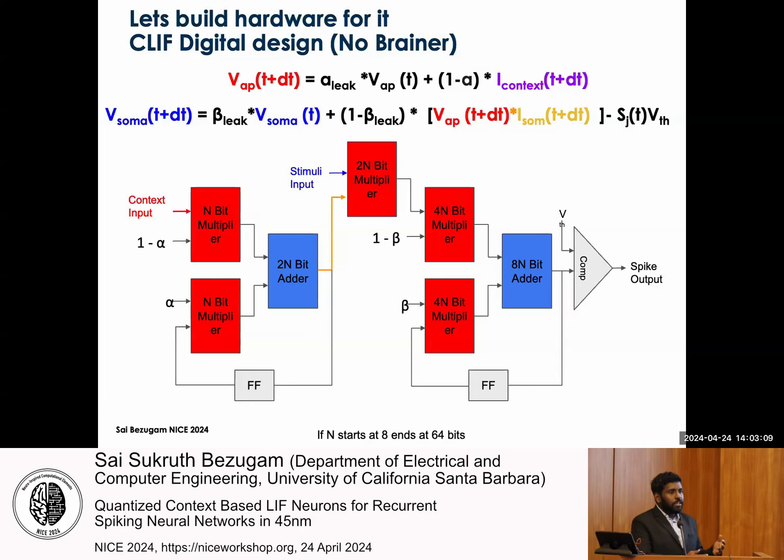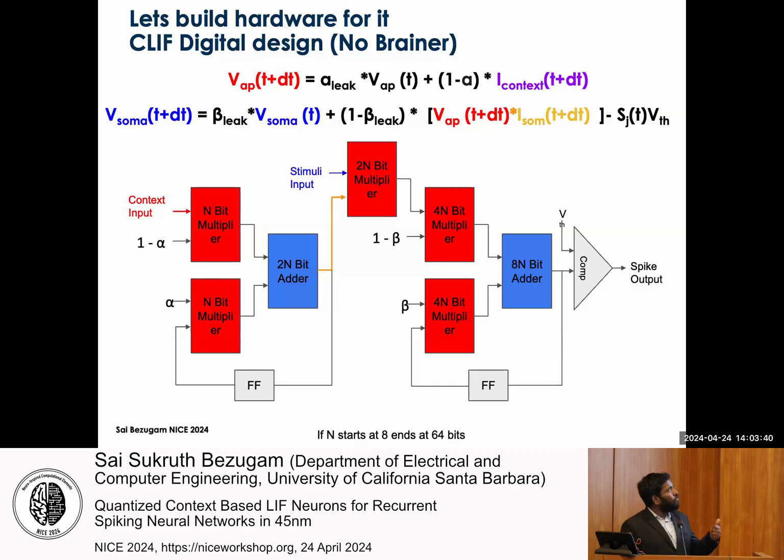So now that it's working, we want to make a hardware of it. If we make a hardware directly implementing the equation without thinking, then there would be a lot of multipliers, adders, and accumulators, and it's not really hardware friendly. And if you start with some n-bit input, and we don't want to cross overflow, we require 8n-bit finally, because it is pipelined.